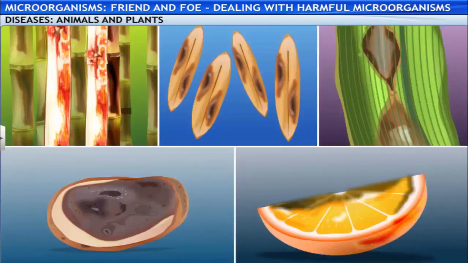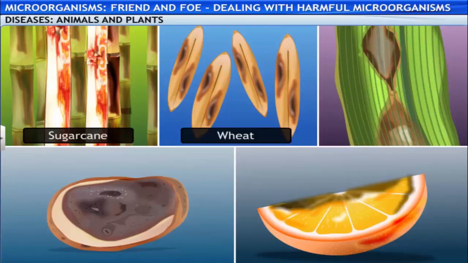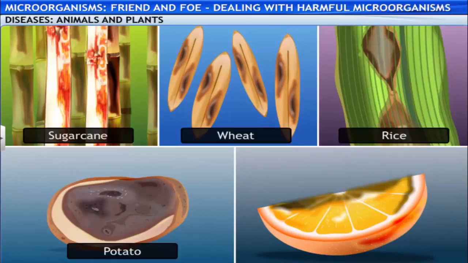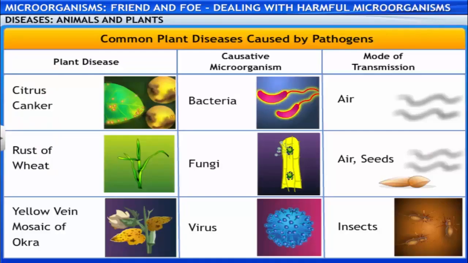Many pathogens attack crop plants like sugarcane, wheat, rice, potato, and orange and reduce their yield. Let's see some common plant diseases caused by pathogens and their means of transmission from one plant to another.